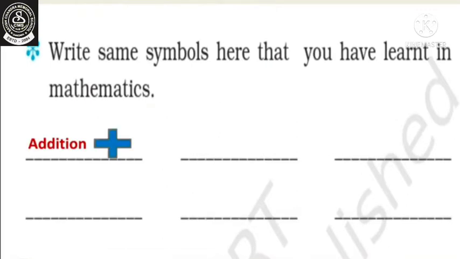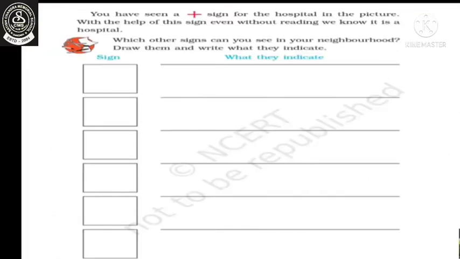So what are the symbols we use? One example I have given for you, that is addition. For addition, we use this plus sign. We use different other symbols for subtraction, multiplication, division, equals to. Write all of them in this given space. Do it in your textbook itself.